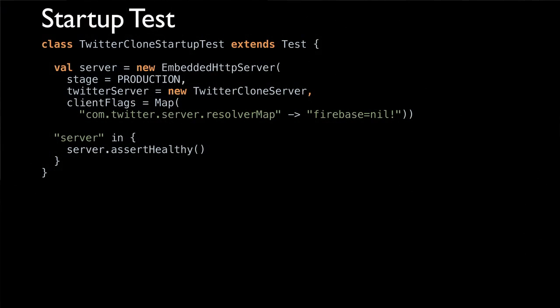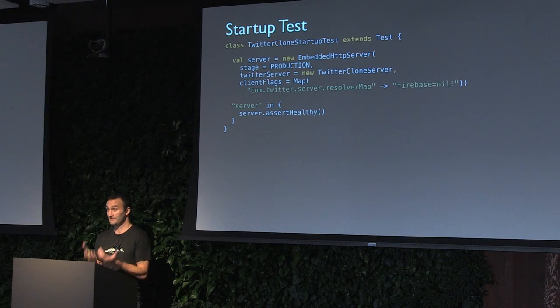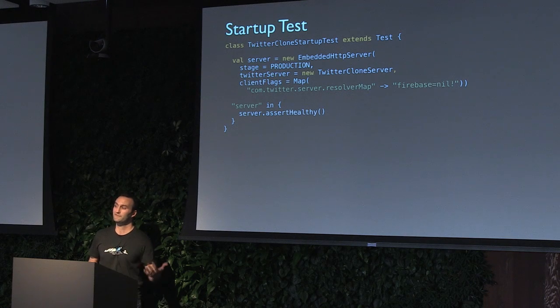You'll notice we now specify stage equals production. This signals to Finatra and Juice to eagerly create the entire object graph at startup time. This is what we do in production, but normally in feature tests, we lazily create these.